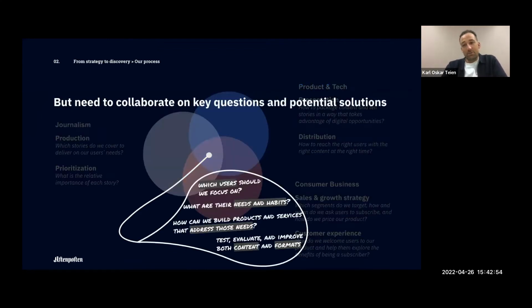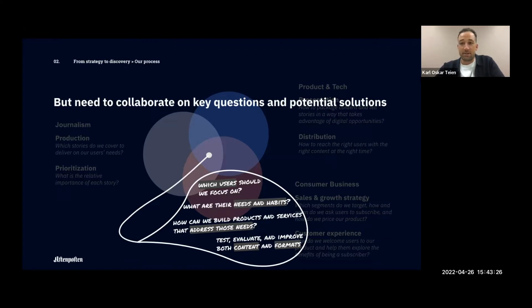So we need to collaborate when we think about these questions. So which users should we focus on? Like, who are the target users for our product? I mean, one thing is who are the current users, but who could be using our product? If we priced it differently, could we be relevant for other users? If we wrote different types of content, could we be relevant for other users? I mean, what's the potential in coverage of the startup industry in Oslo, for example? Is there something we could do there to be more relevant to those users?